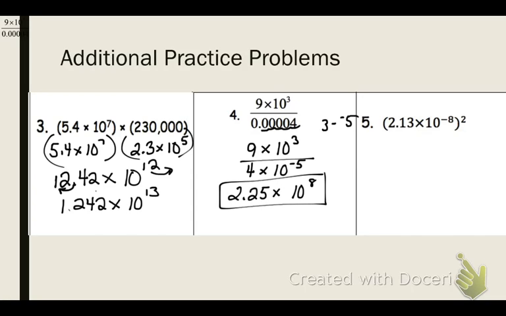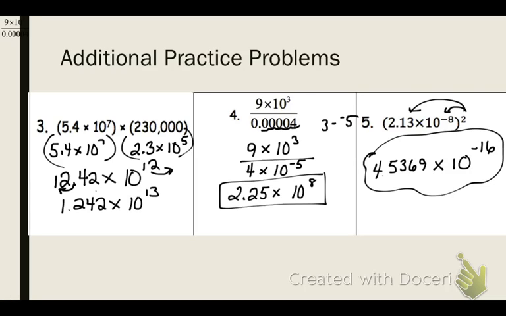Number 5 is an example of a power to power rule. Another practice one, so I'm doing 2.13 squared, which would be 4.5369. Now sometimes you'll see that rounded to 2 decimal places, but I'm extending it to all 4, not rounding at all, times 10 to the -16th, because power to power is keep your base and multiply your exponents. So it's in scientific notation, so there it is. So hopefully you see the advantage of leaving values in scientific notation to do computations.